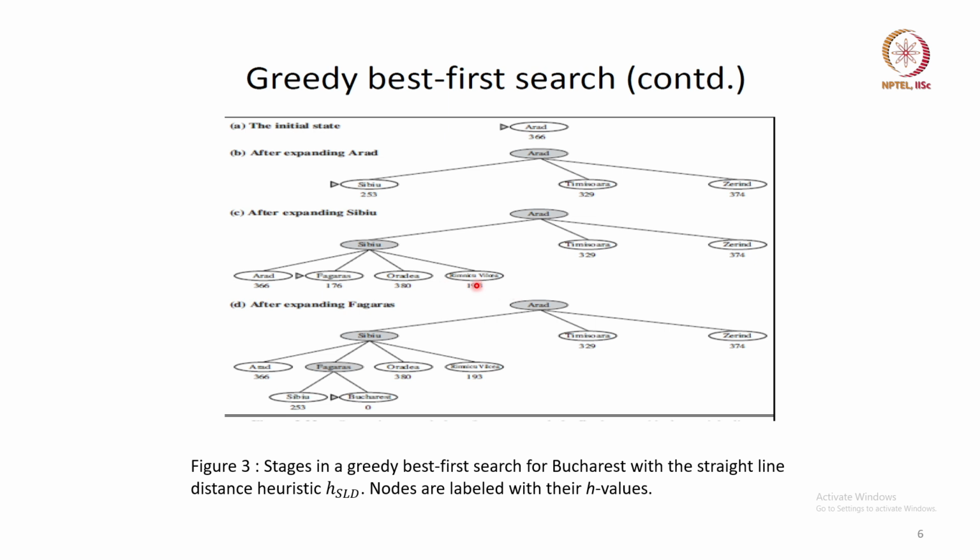We can see that the nodes are labeled with their h values. So this will be the frontier. These three nodes and these two nodes together will form the frontier, and from this the one which has the smallest is Fagaras, so that is taken and then it is expanded in the next step. So this is how the greedy best first search will work.